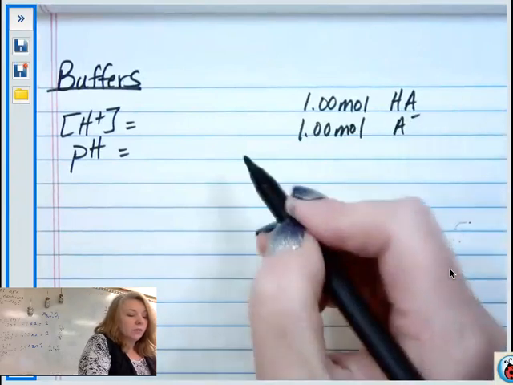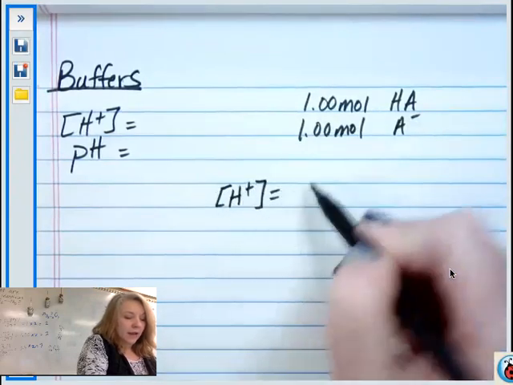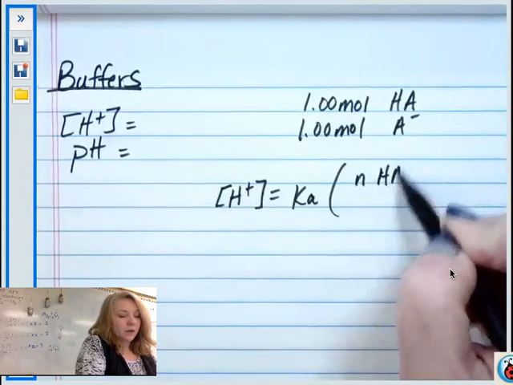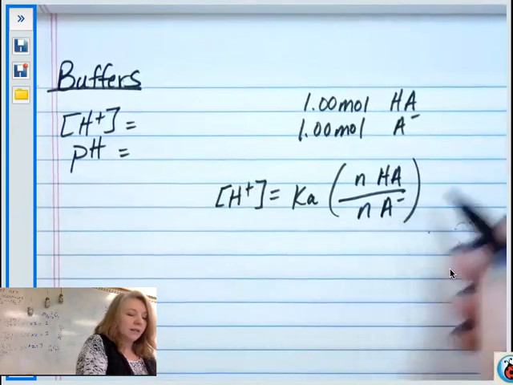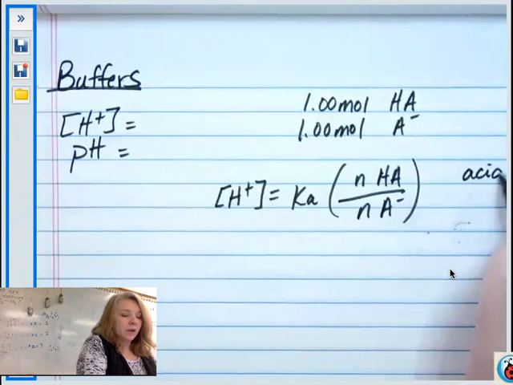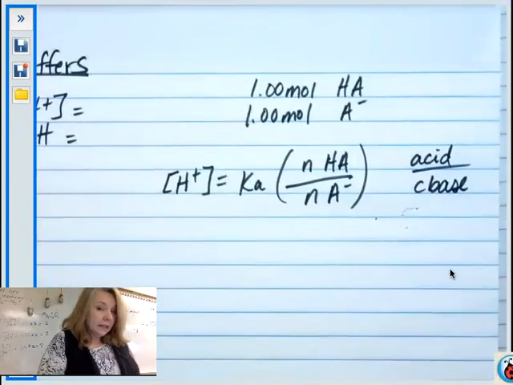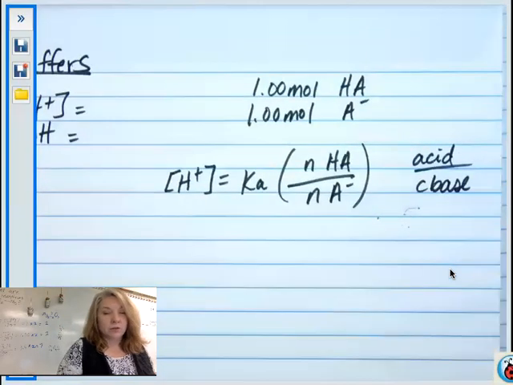And so if we use the rearranged Ka expression, we have H plus is equal to Ka times the moles of the acid over the moles of the conjugate, okay? Or as I like to call this, the acid over the C base. Now, cool thing about this is you can put either moles or molarity in here, okay? And I think it's really easy to do moles simply because you don't have to worry about the volume. It makes your problem a lot faster to work.